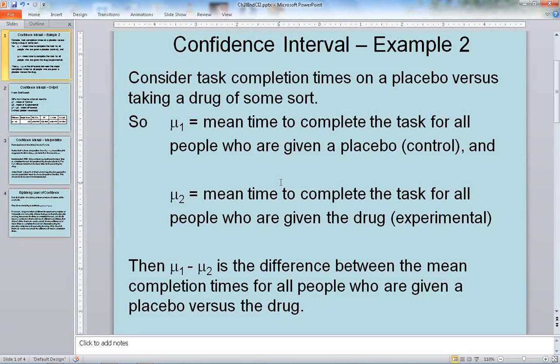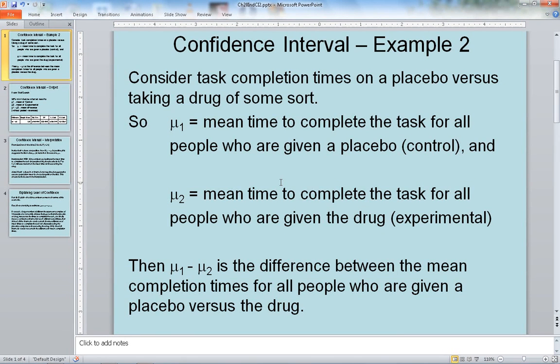So let's look at another example of a confidence interval using the independent or two-sample T procedure. Say that we're looking at how long it takes to complete some task, and we want to see if a certain drug maybe improves that task. This may be a situation where you're working in an environment where people have allergies, so maybe the drug is some sort of allergy treatment, and you want to compare to see if it's really effective or not.